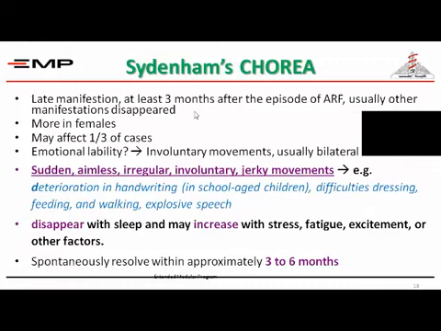Sometimes they are said to be semi-purposeful, which means the child will have this involuntary movement, for example, his hand will go up suddenly. So in order to make it look like a purposeful movement, he will maybe pass his hand over his hair. So it appears like he is really intending to do something. It can start as handwriting problems, difficulty in dressing himself, difficulty in feeding, walking, sometimes explosive speech, and it usually disappears with sleep but increases with stress and excitement.